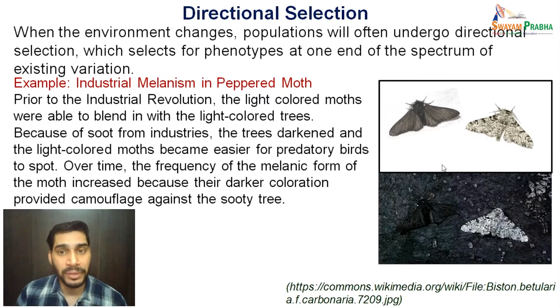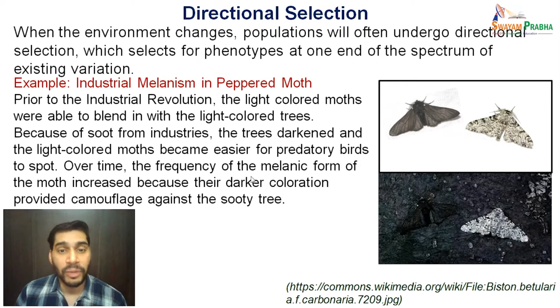This is the light background, and here is the peppered moth, which exists in two forms, the dark form and the light form. The light colored moths are easily able to blend in with the light background. But because of soot from the industries with the industrial revolution, the trees darkened. So this condition changed to this condition, and the background became dark. The light colored moths became easier for predatory birds to spot. As you can see here, the light colored moth, which was not so visible in the light background, is easily visible to the predators with the arrival of the dark background.